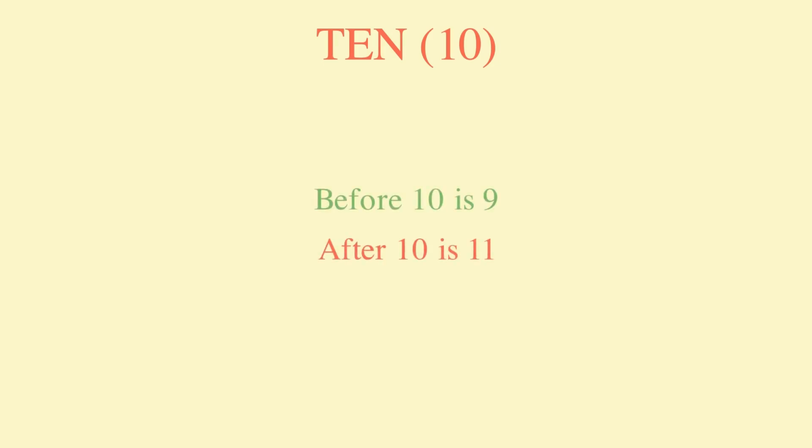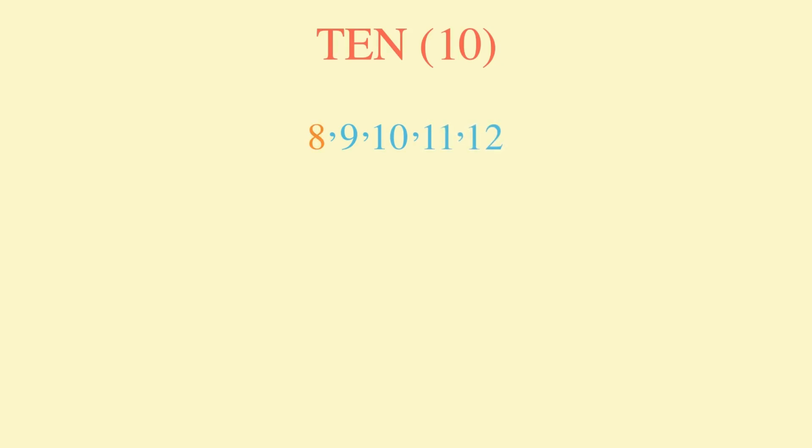What comes before and after? If we count up and down, we see that before 10 is 9. After 10 is 11. Let's count together. 8, 9, 10, 11, 12.